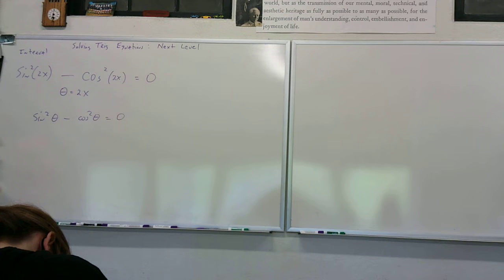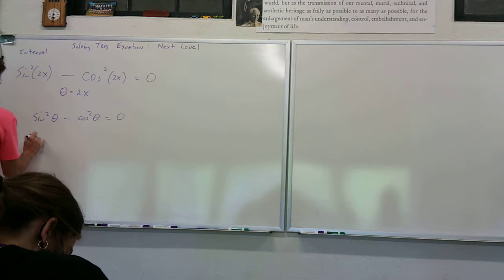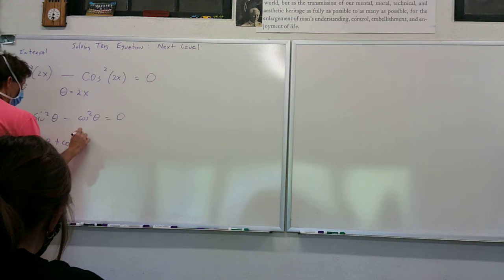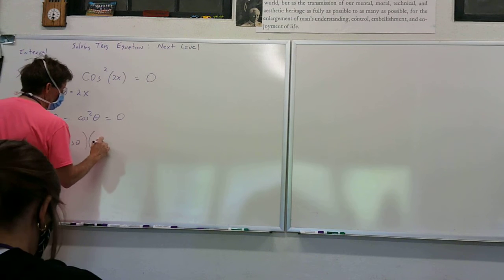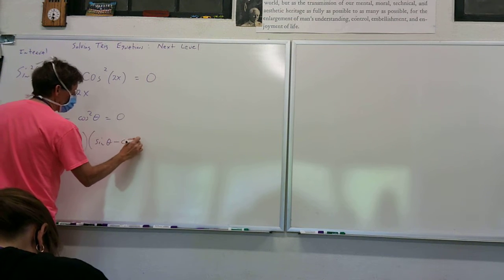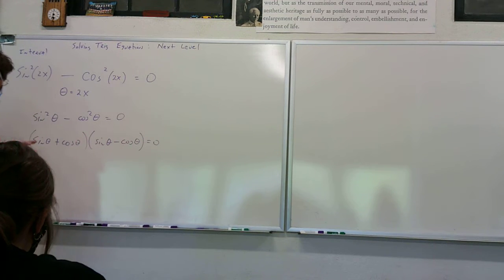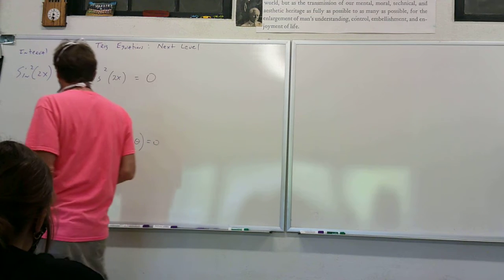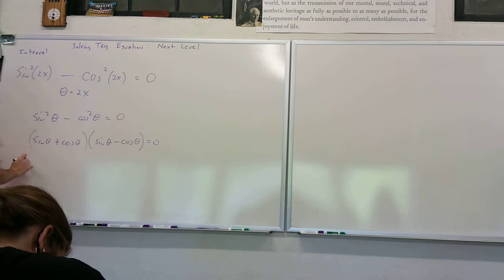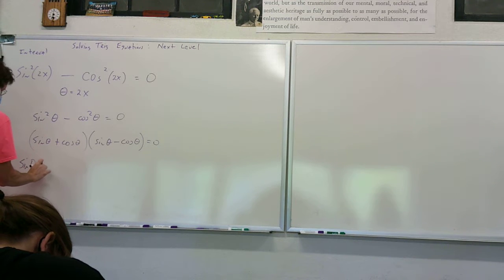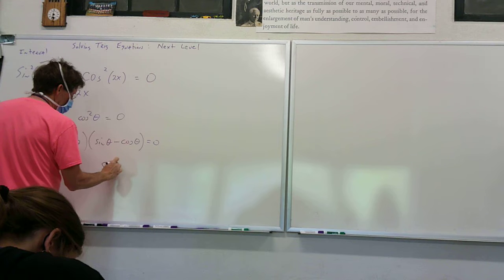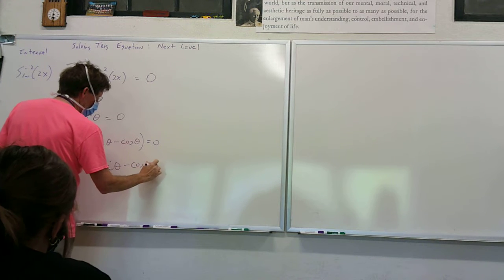What would I do to that? I would factor it. Sine theta plus cosine theta, sine theta minus cosine theta. And I would find out that sine theta, and I'm going to write the step in: sine theta plus cosine theta equals 0, sine theta minus cosine theta equals 0.